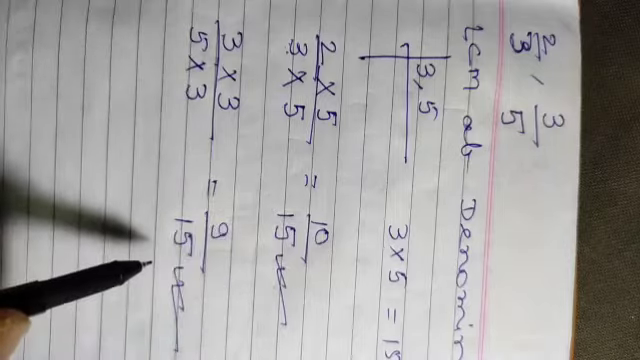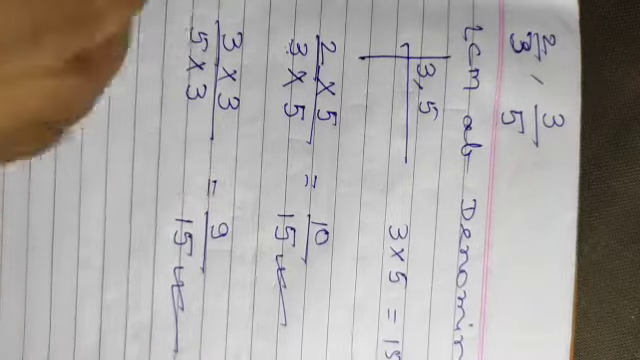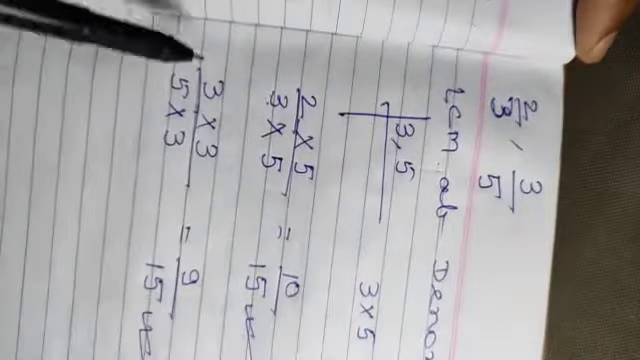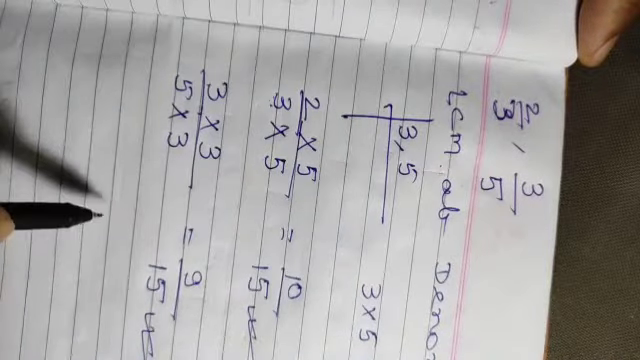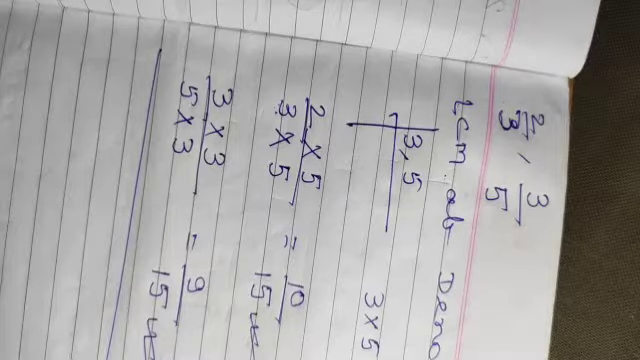If the denominators are same, the fractions are called like fractions. And 2 by 3 and 3 by 5 are unlike fractions, and we have changed unlike fractions into like fractions. So you have understood it.